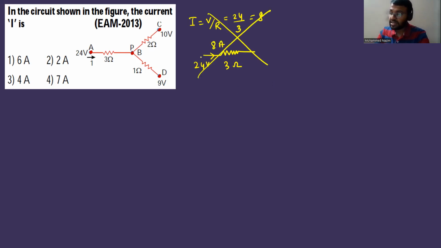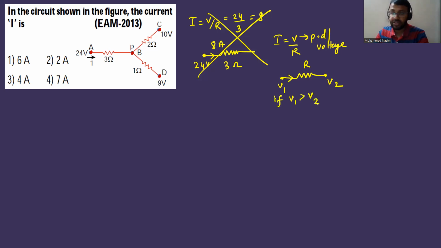Why is this wrong? Current is not potential by R. Current is nothing but potential difference by R. This V is not potential. This is nothing but the potential difference, which is also called the voltage drop. So if I have a resistor R, and this end is at a potential V1 and this end is at a potential V2, and if V1 is greater than V2, the current is going to flow from high potential to low potential, and that current is nothing but the difference in potential divided by R. It is not potential by resistance. It is potential difference by resistance.